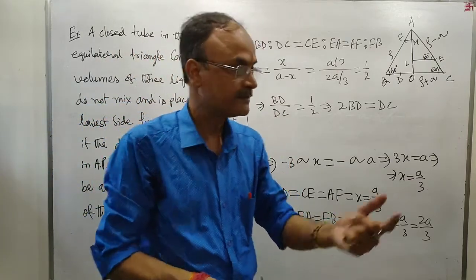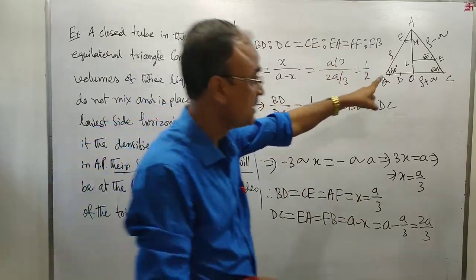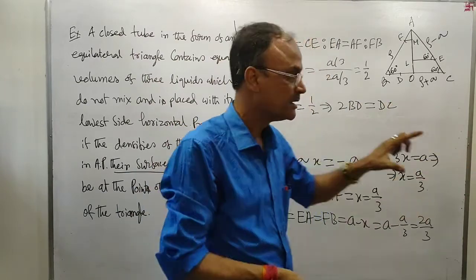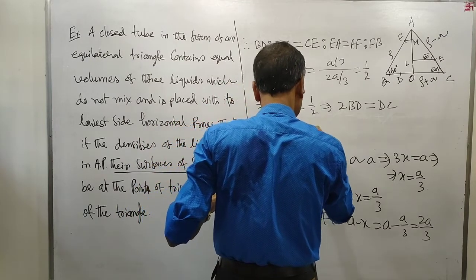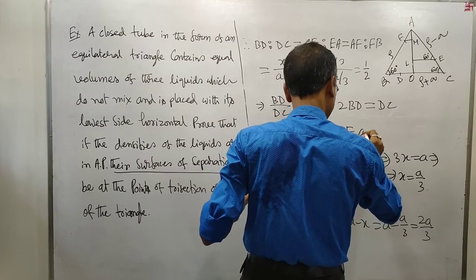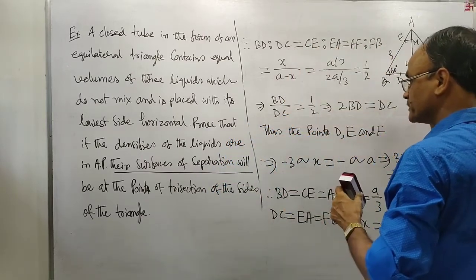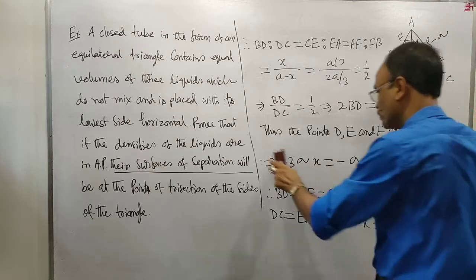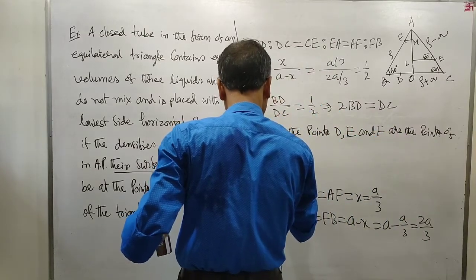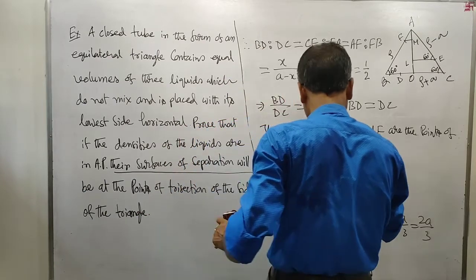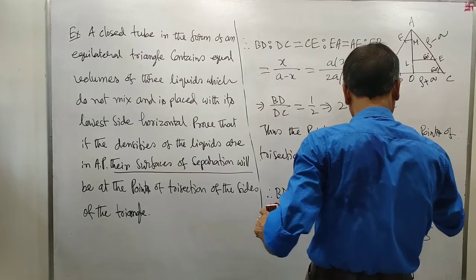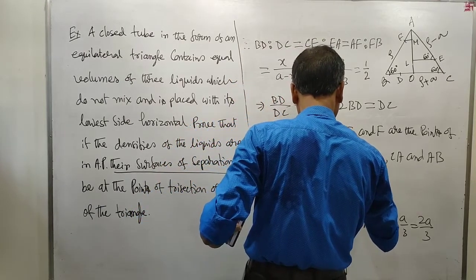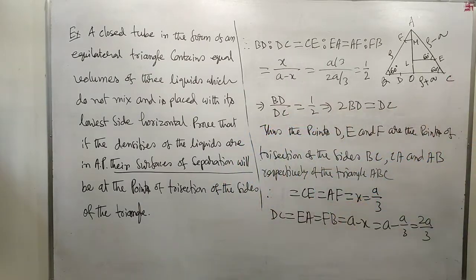Therefore, D, E and F are 3 points on the sides BC, CA and AB which are at the points of trisection. Thus, the points D, E and F are the points of trisection of the sides BC, CA and AB respectively of the triangle ABC.